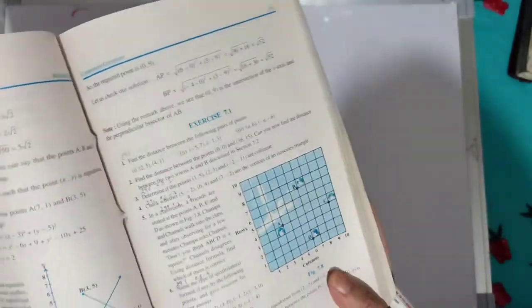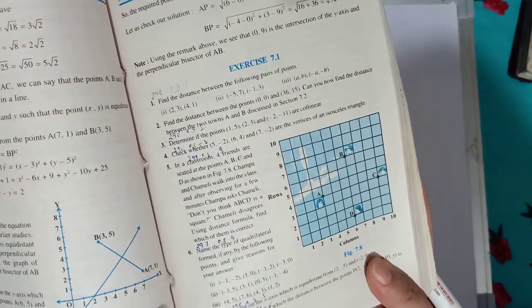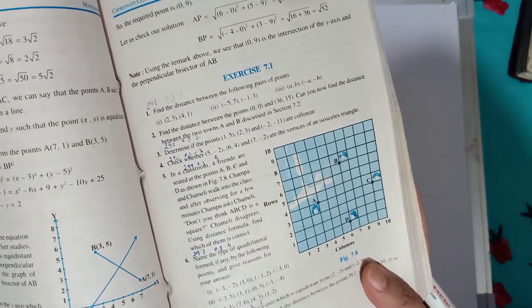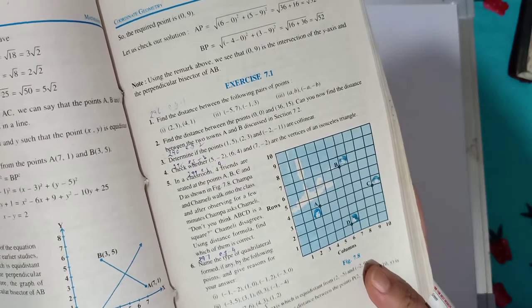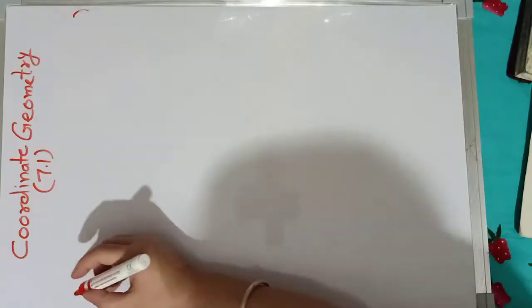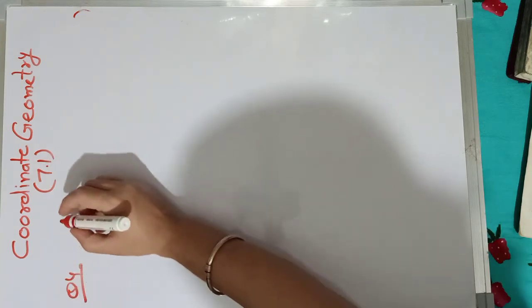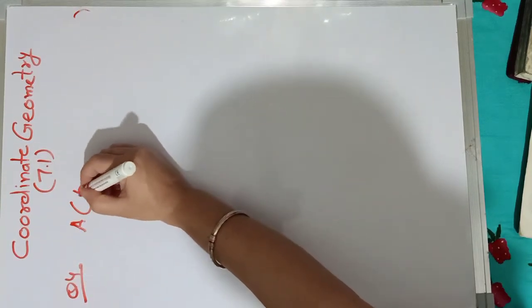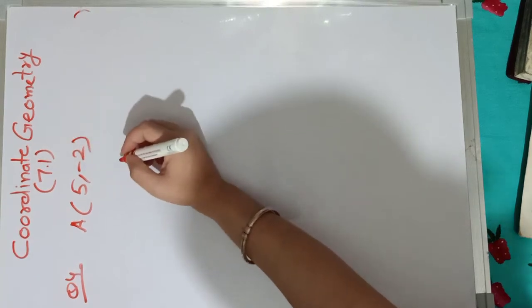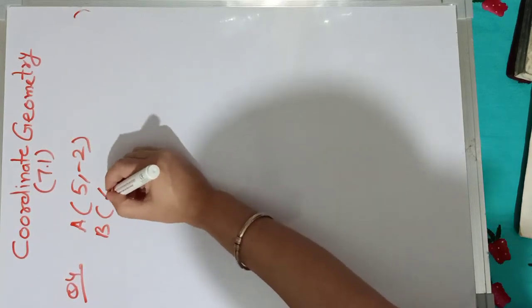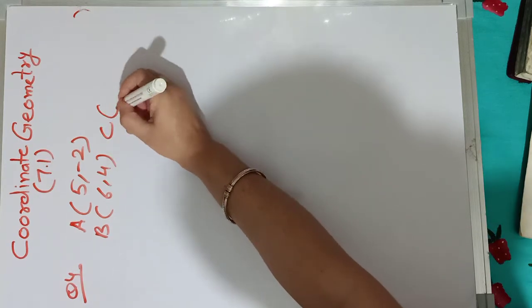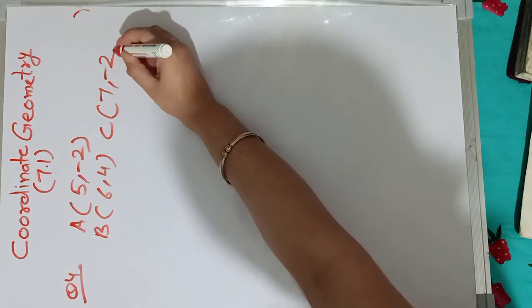Now let us start with question number 4. Here is your question number 4. Check whether (5, -2), (6, 4), (7, -2) are the vertices of an isosceles triangle or not. If they are the vertices of an isosceles triangle, what does it mean? Two of its sides must be the same. Take the points as, let it be A, B as (6, 4) and C as (7, -2).